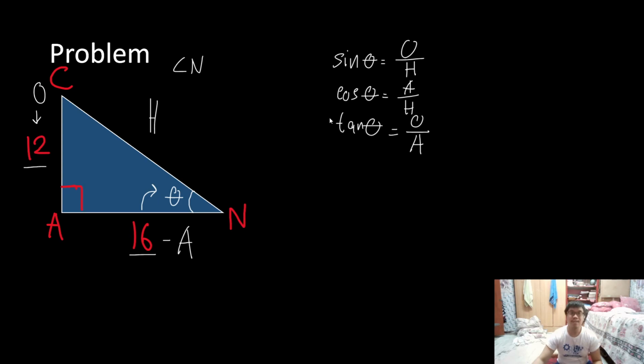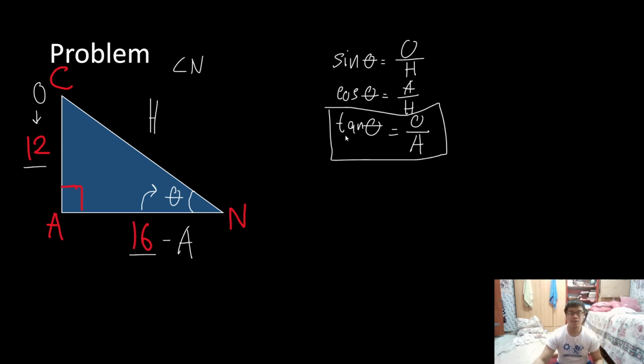We are going to use tangent theta. Why tangent theta? Because the opposite side and the adjacent side are given. The only thing missing here is the hypotenuse. So let's just say you want to find the hypotenuse, then it's okay, there's no problem. But if you're in a hurry, just basically know the given sides and which of the trigonometric ratios you should use. That's it.